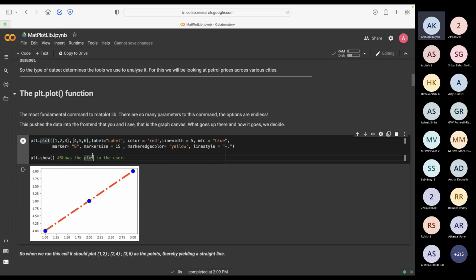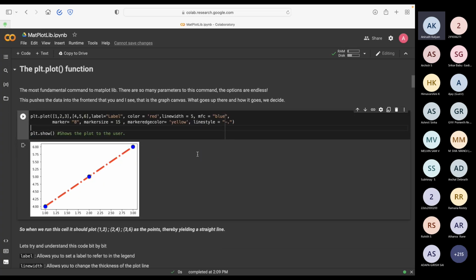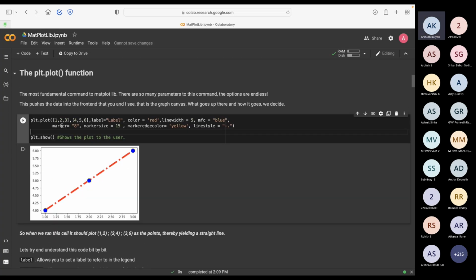So now let's break this down. This is one very large command. It's a pretty long command, but it's actually pretty easy. Let us get started with this one by one, right? So I have gone through it here, but I'll also go through it with the command itself. So plt.plot 1, 2, 3, 4, 5, 6.